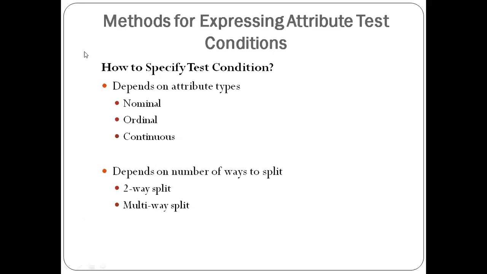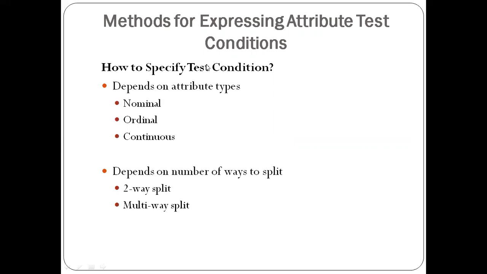Now coming to the first one, that is methods for selecting the attribute test conditions, or for expressing the test condition. In order to specify this test condition, we have two methods. One is based on the attribute types. We know what the different kinds of attributes in the data are: nominal, ordinal, or continuous.